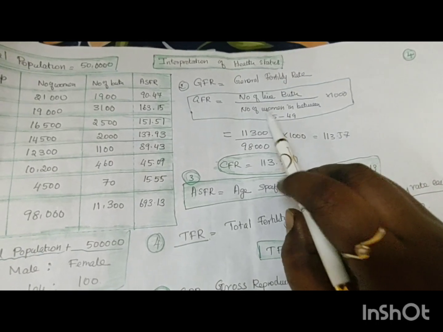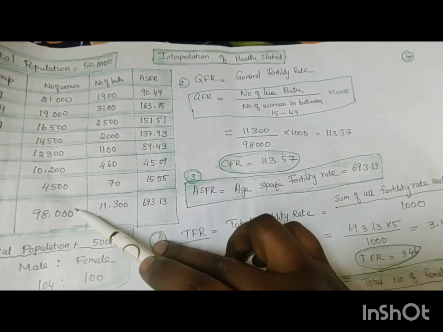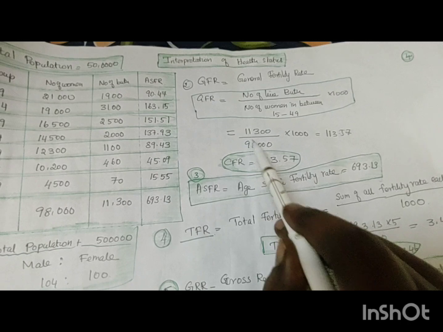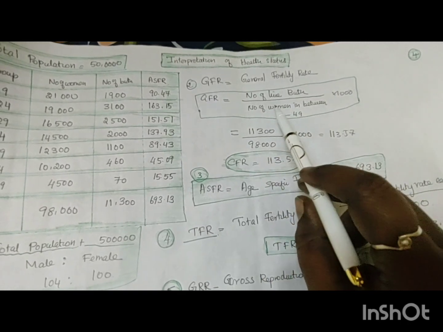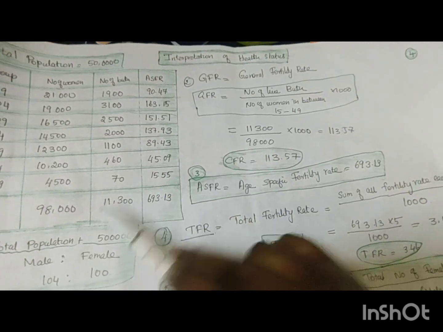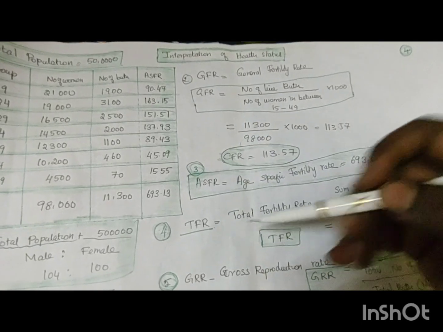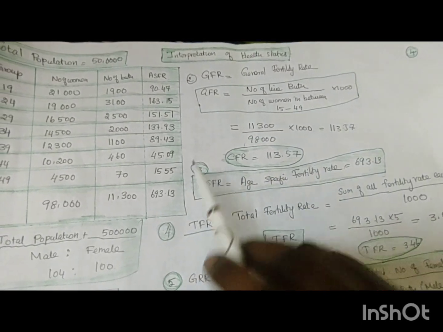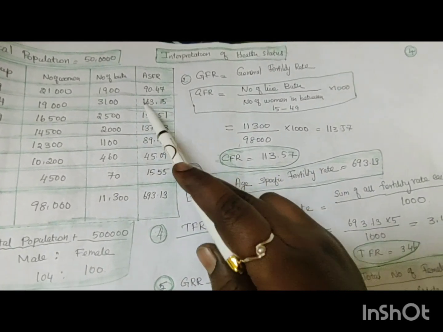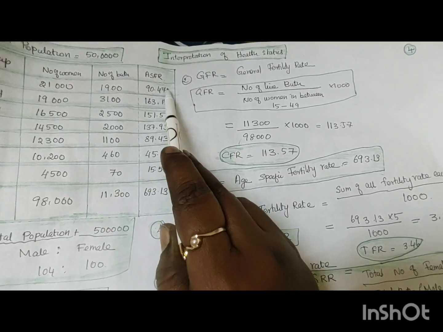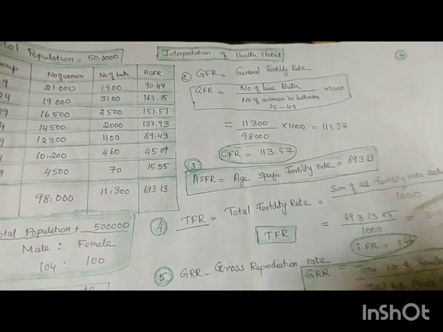General fertility rate: where is the data collected from? Here, the number of women is the data collected for the denominator. What is the numerator? The numerator is the number of live births. Once again I am telling you, age-specific. You know what is age-specific? With these two data we put into 1000, and this number comes. That's called the age-specific rate.